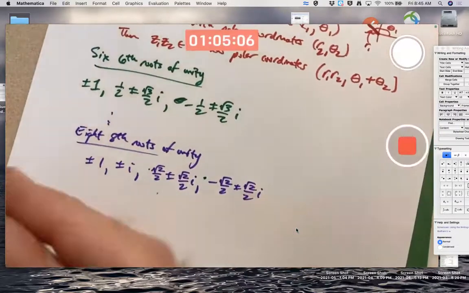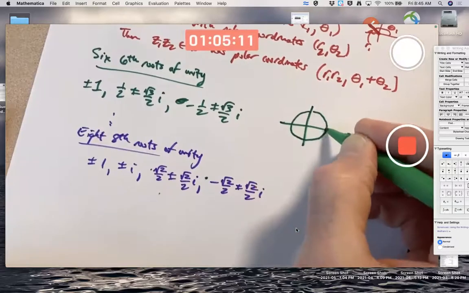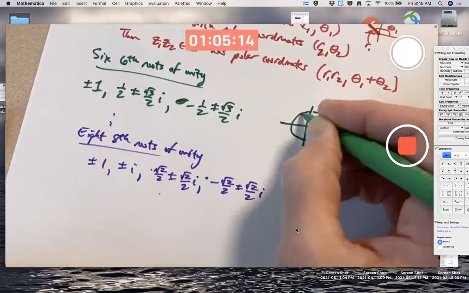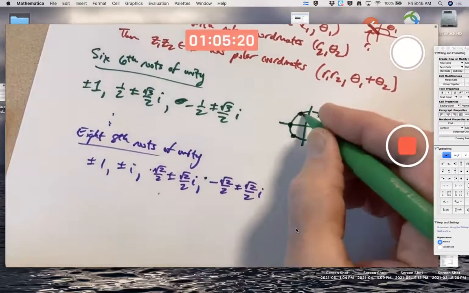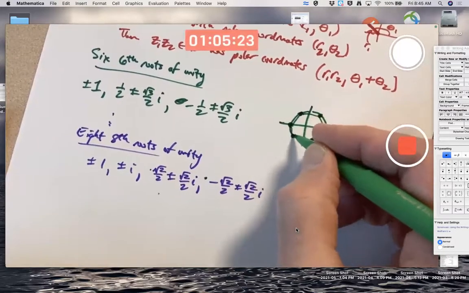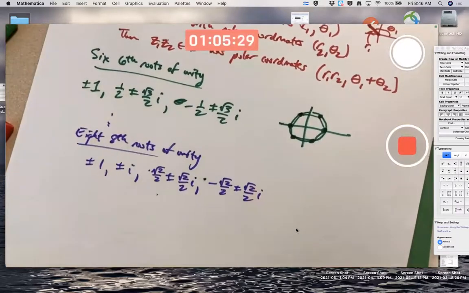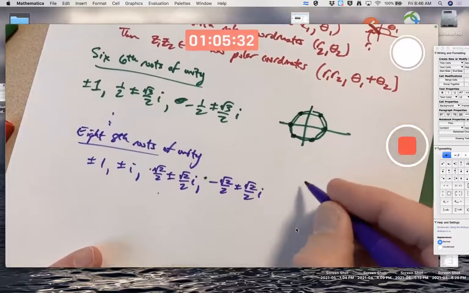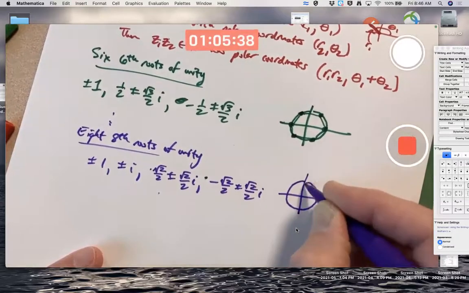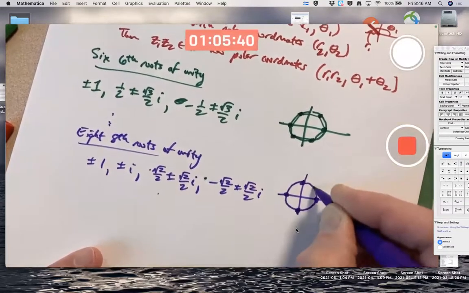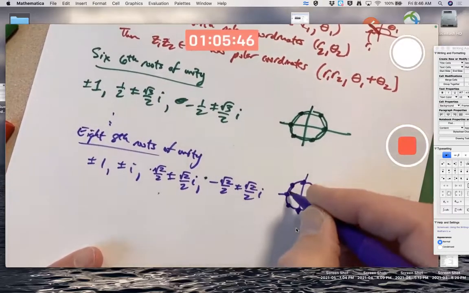Quick graph. Graph the 6 roots. It's going to be about like this. And they do make a hexagon. Graph the 8th roots. There they are, and it's going to make an octagon.